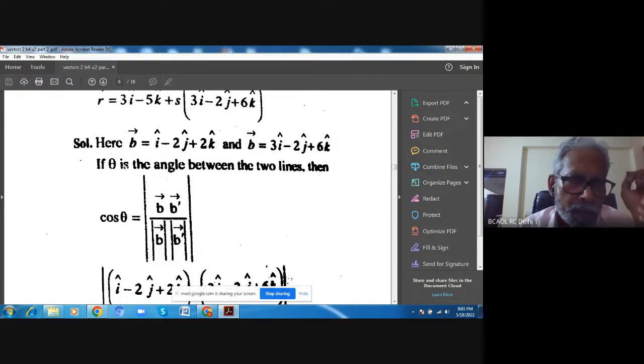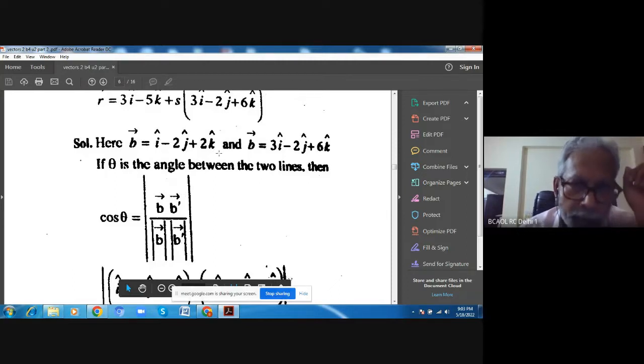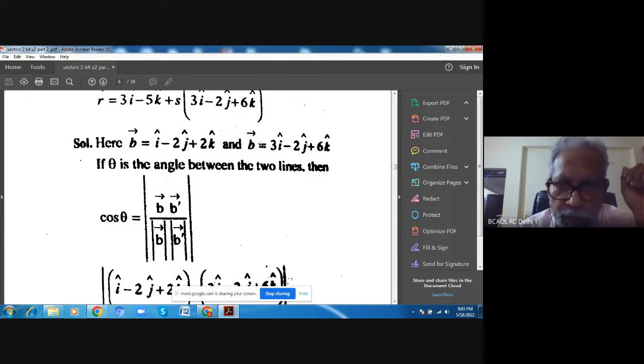Now here theta is the angle between the two lines. Then cos theta is equal to, this is the formula, b dot b dash divided by magnitude of vector b and magnitude of b dash. आई थिंक इसमें पेंटिंग का कुछ गड़बड़ है, इसमें बी डैश देने में भूल गया. अगर ये बी है so it is b dash. Okay, this painting में mistake.